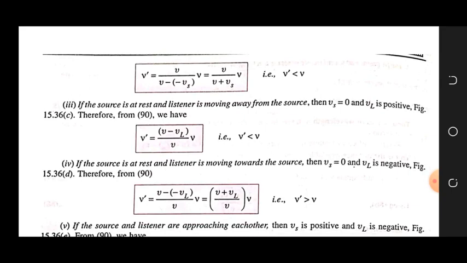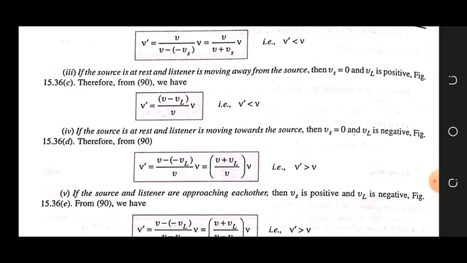Next, these are now the two cases. If a source of sound goes away from the listener, then the apparent frequency heard by the listener will start to decrease. But when it starts to come towards the listener, it will start to increase.